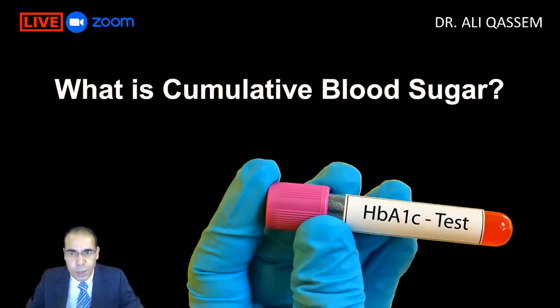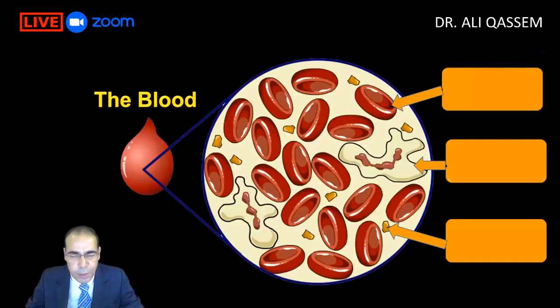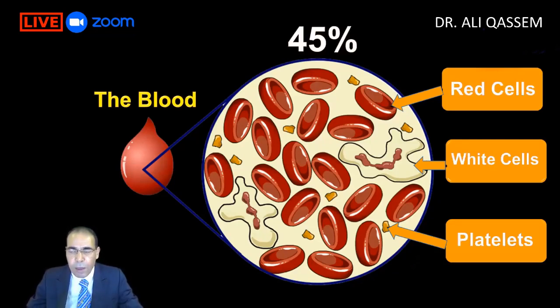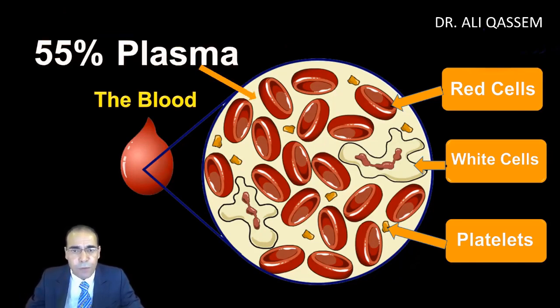The question is, what is the cumulative blood sugar test? Before we answer this question, I would like people to know first about the composition of the blood, what is in the blood. We have red cells, white cells, and platelets, which altogether make up 45% of the blood. And we have 55% plasma, which is the liquid that these cells and platelets are floating in.